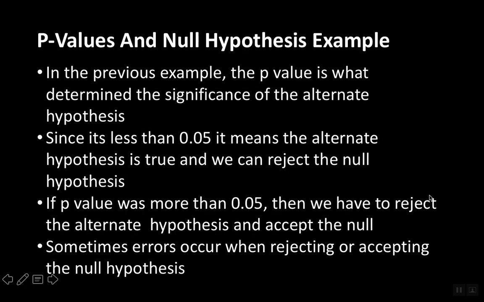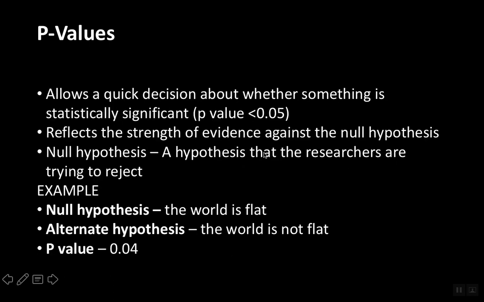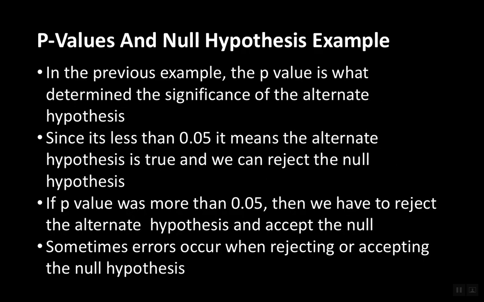So since our alternate hypothesis is true, we are rejecting the null hypothesis. The null hypothesis was the world is flat. So I'm rejecting it. I'm saying no, the world is not flat. Why? Because my p-value said so. Now, if the p-value was greater than 0.05 or 5%, then we have to reject the alternate hypothesis and accept the null hypothesis, okay?